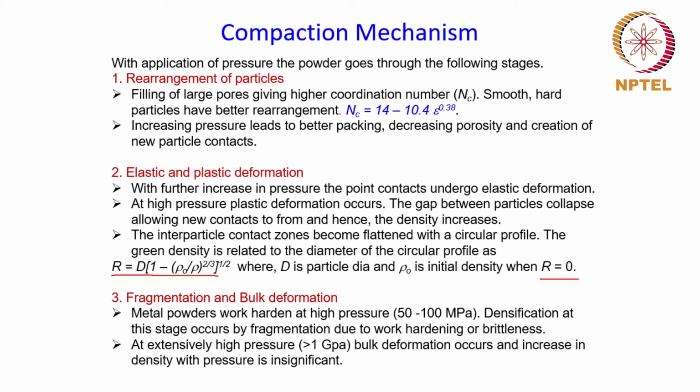Okay, so green density is one parameter which will have a lot of bearing on the following processes which are carried out after the compaction process, because this is the density which decides how much porosity is left behind, and accordingly the rest of the densification will depend on the green density.